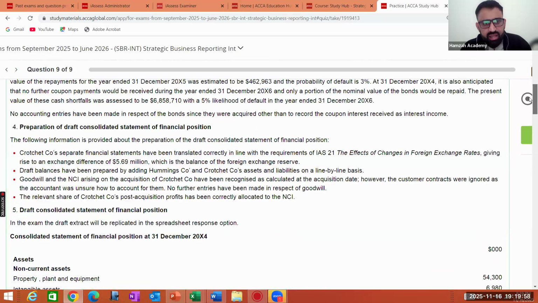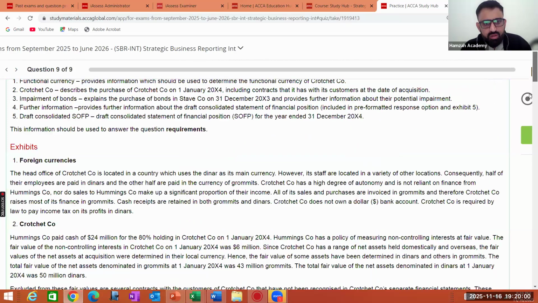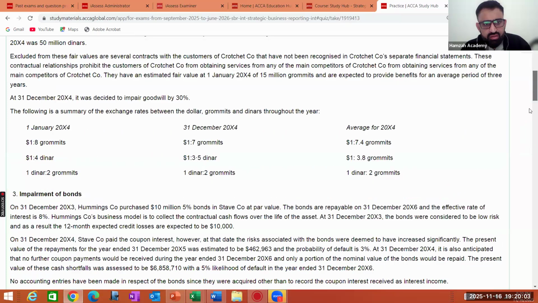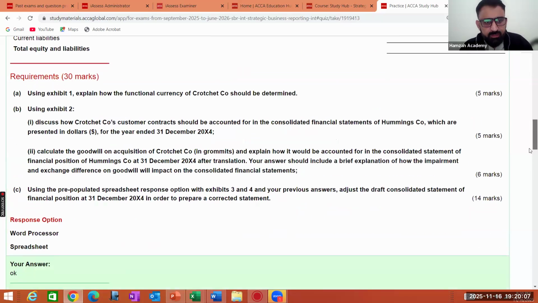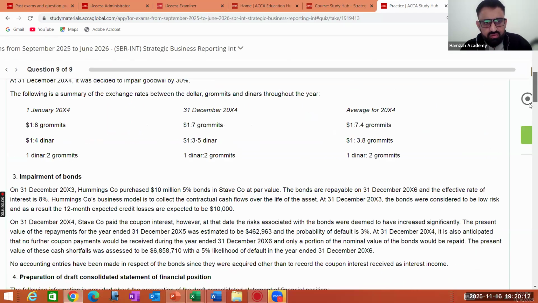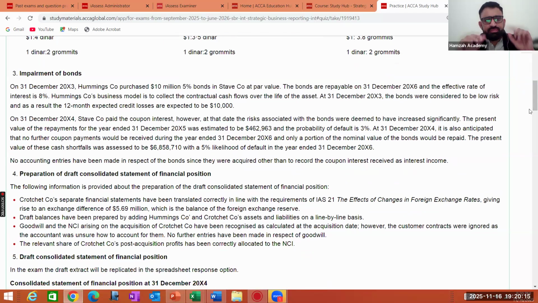Now, coming back to exhibit number 3. In exhibit 3, it is relating to IFRS 9. And in IFRS 9, we have impairment of financial assets. This exhibit is relating to that impairment of the financial asset.